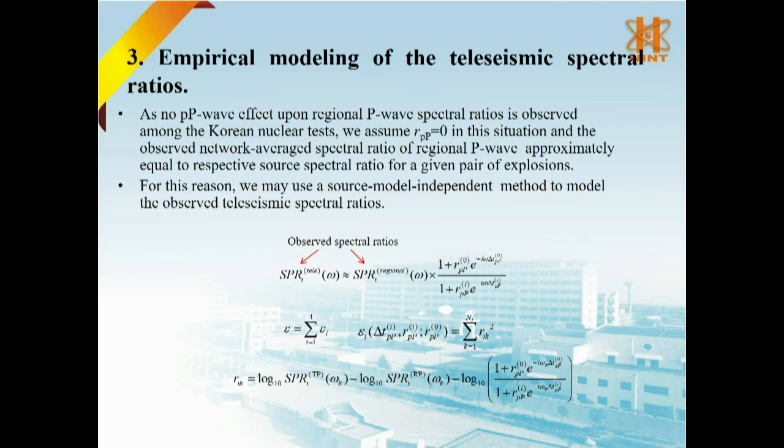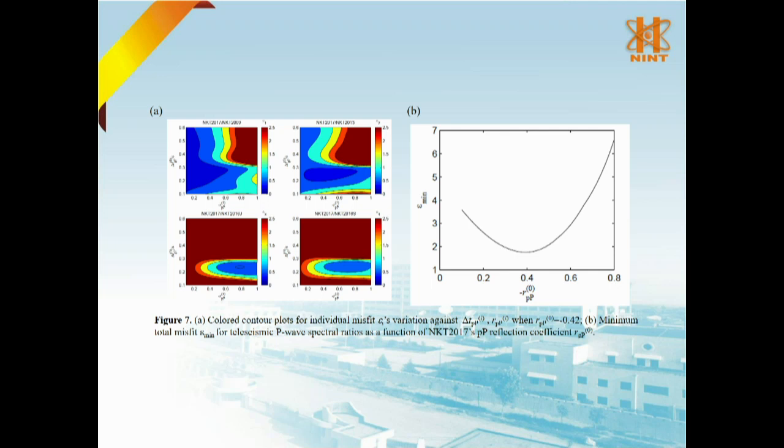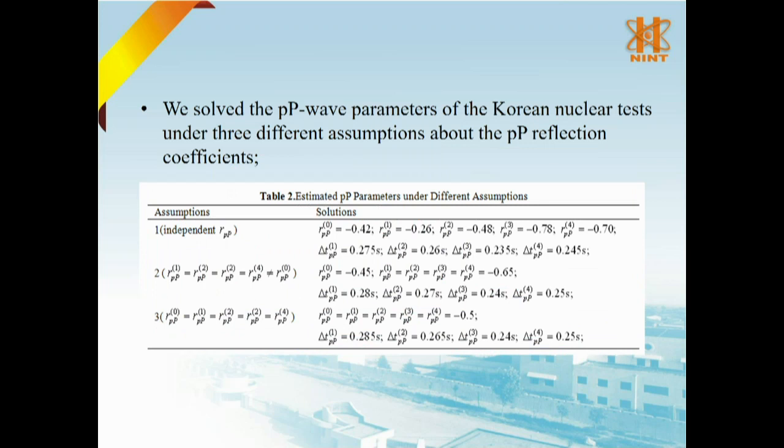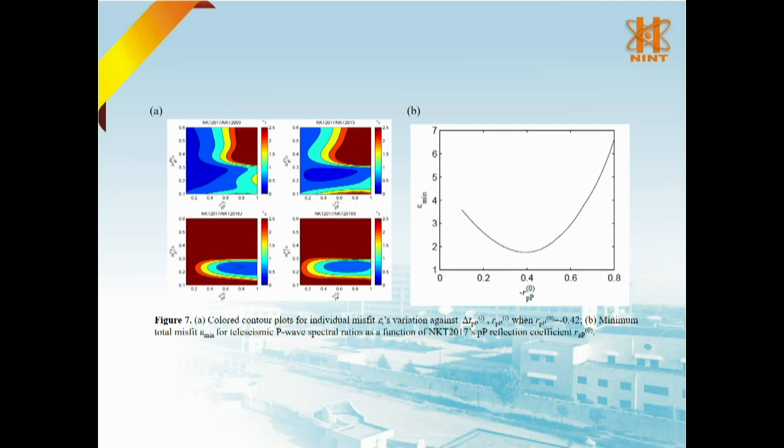This slide shows the result obtained if we assume that the reflection coefficients of the cases are completely independent. We can see that the PP delay time for the fourth and the fifth nuclear tests can be well constrained, as well as the reflection coefficient of the sixth test. However, in this case, the PP wave parameters for the second nuclear test cannot be tightly constrained.